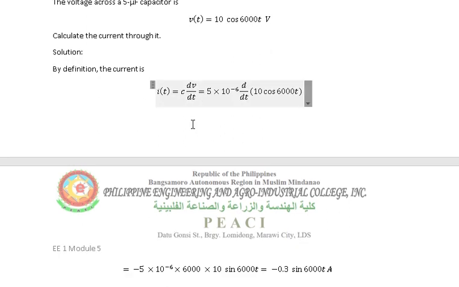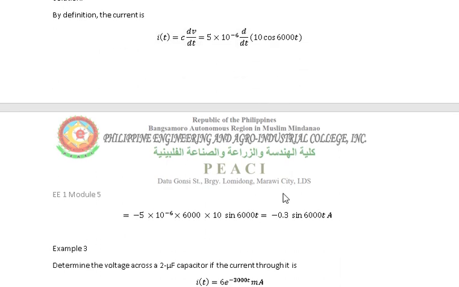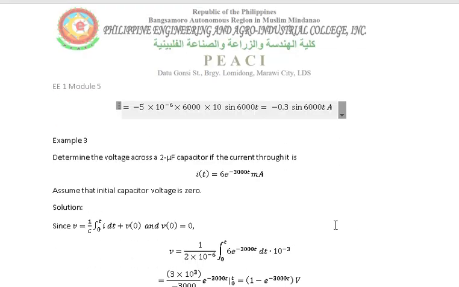So by using these equations, we have the value of the capacitor multiplied by the derivative of the voltage given. Okay, so if you differentiate this voltage here, you would have this equation. So therefore, the value is negative 0.3 sine of 6,000 t amperes.